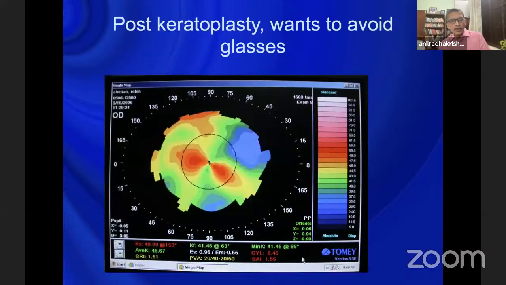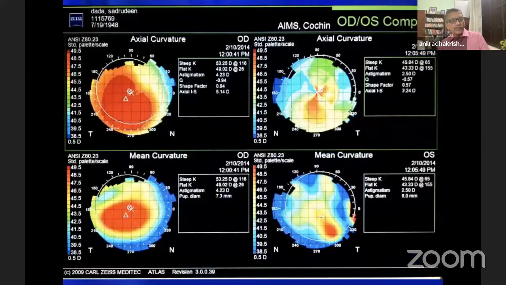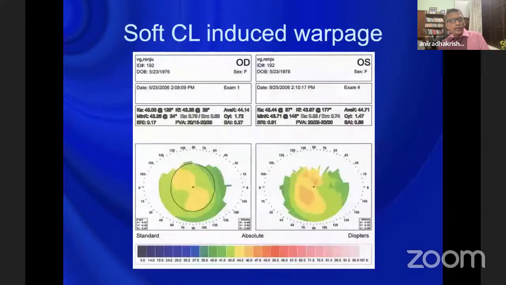But this patient has undergone a keratoplasty and has a high degree of astigmatism after suture removal. You have a situation like this. It's a somewhat symmetric astigmatism. You can take the patient for a toric IOL.